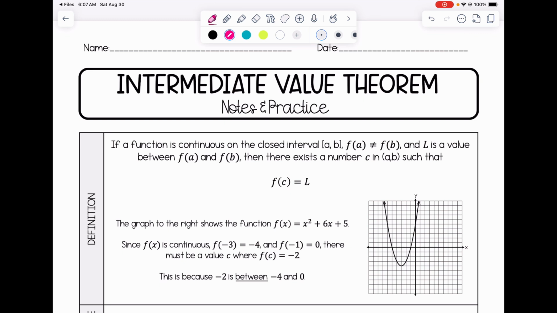So if a function is continuous on the closed interval a to b, and f of a does not equal f of b, and we're going to say L is some value between f of a and f of b. L is some value between those two outputs. Then there must exist a number c where basically f of c is equal to L. And that can sound very technical, so we're going to take a look at a graph here to understand what that's talking about.